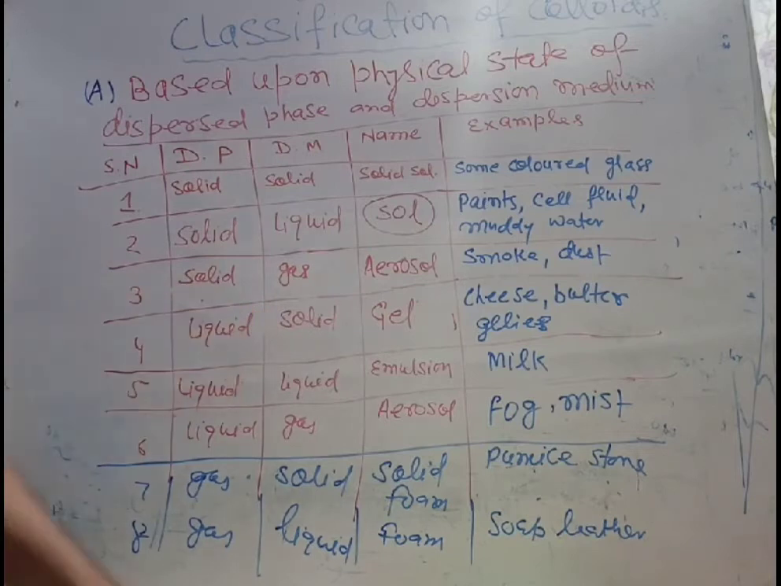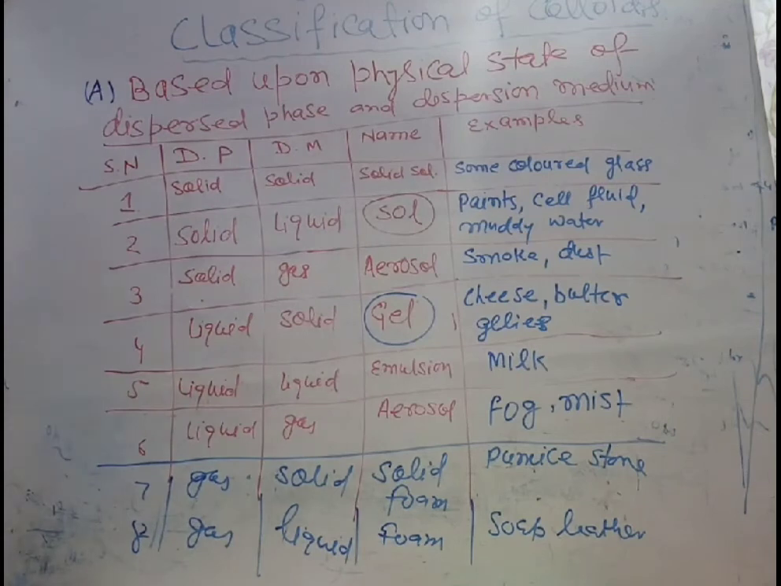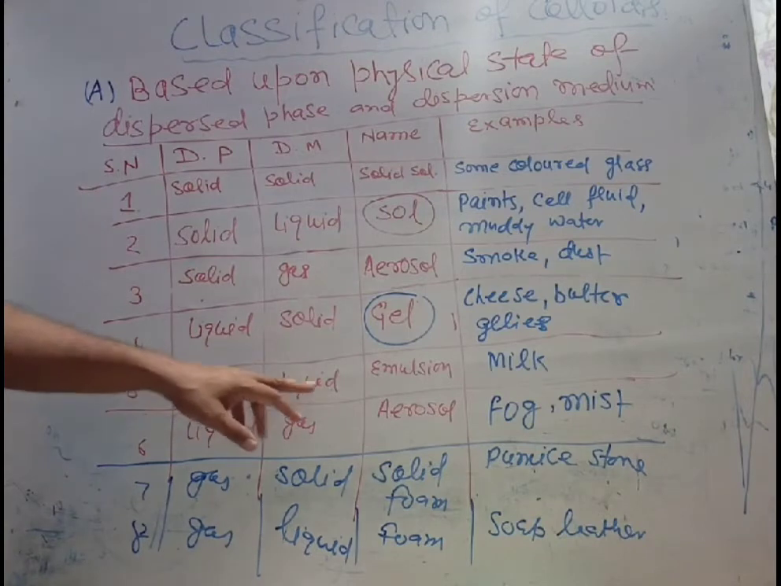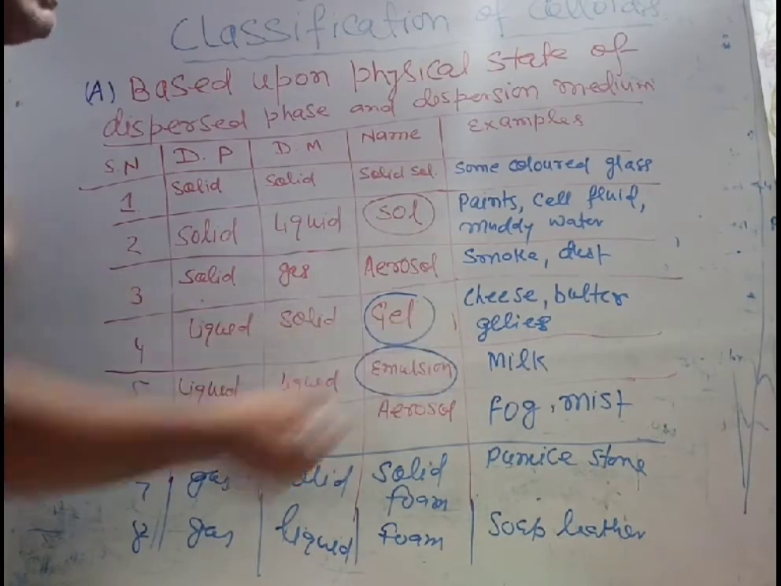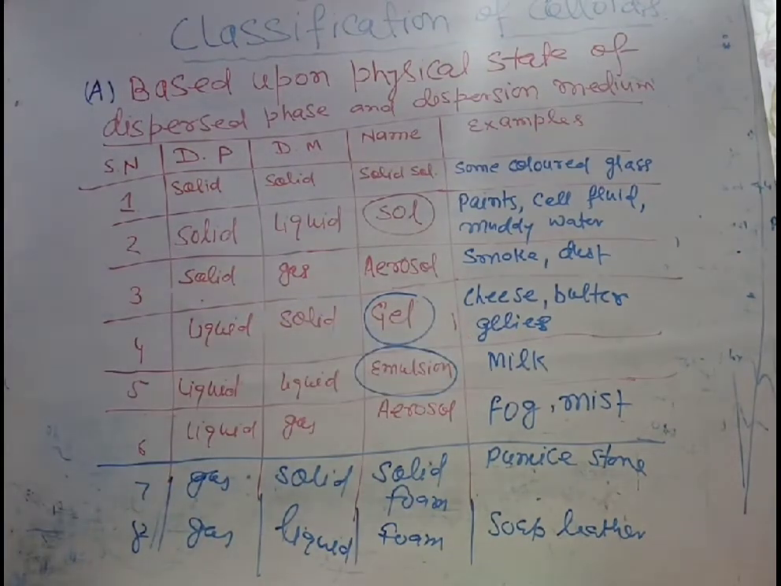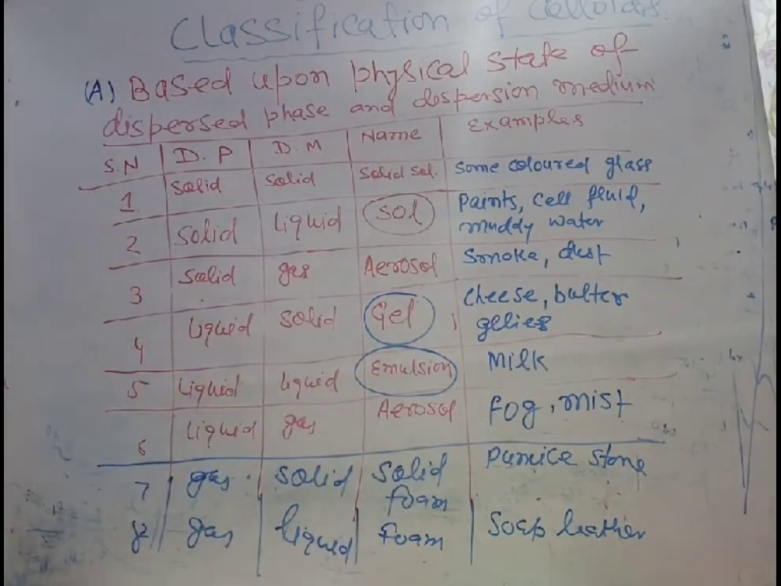Liquid dispersed in solid, this is known as gel. Okay, gel. The example is cheese and butter. Now liquid dispersed in liquid, known as emulsion. The most popular example of emulsion is milk, fats dispersed in water. Then liquid dispersed in gas, that is known as aerosol, right? The example of aerosol is fog or mist. These are the examples of aerosol.